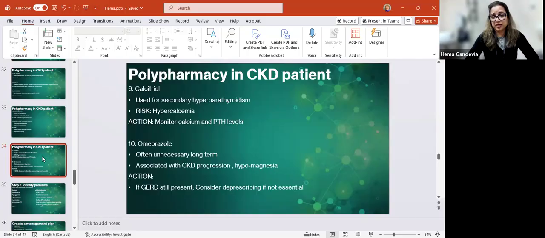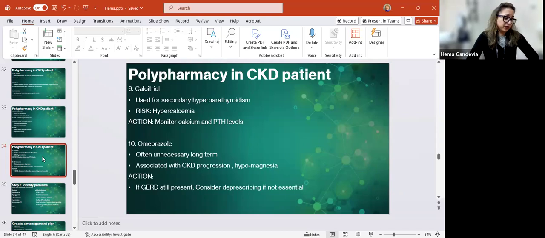And then we have omeprazole, which is a PPI. For any study you read about, it keeps talking about avoiding long-term use of PPIs, because long-term use comes with its own baggage of effects on bone density and pneumonia risk for patients. So it's always a good idea to monitor the scheduled dosing of omeprazole. It is also associated with slight CKD progression and hypomagnesemia.